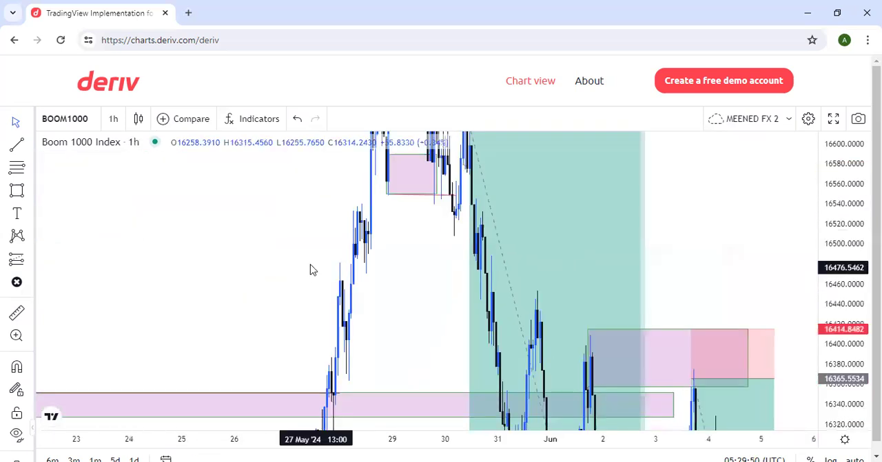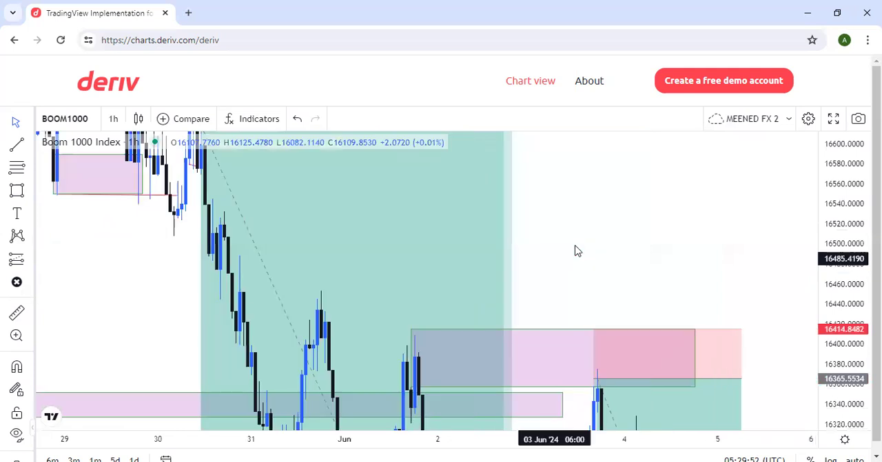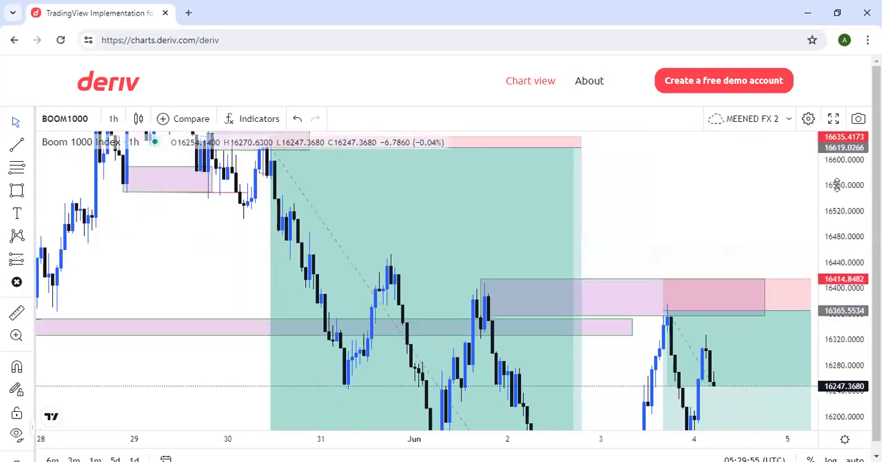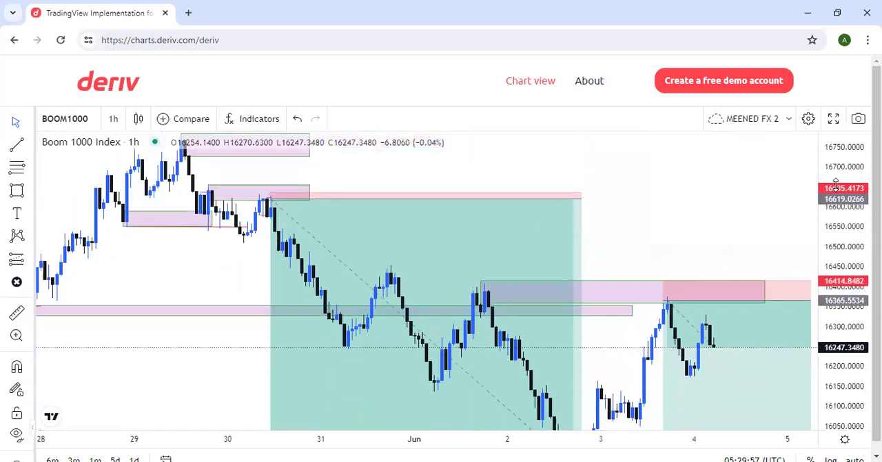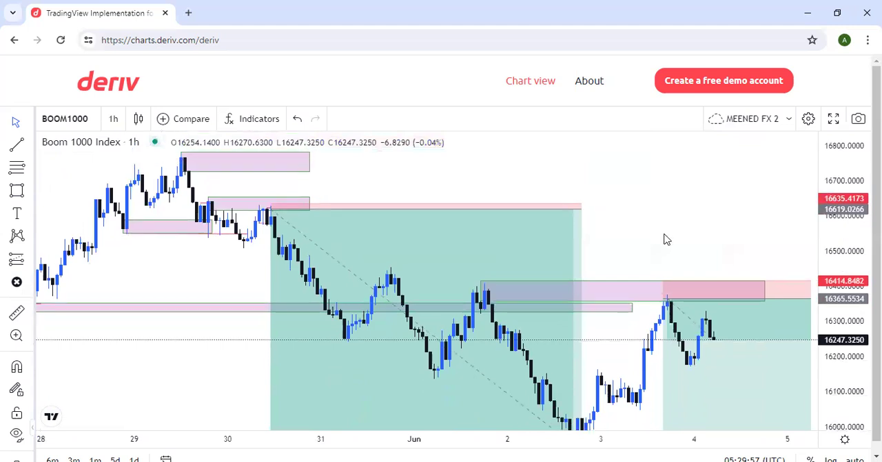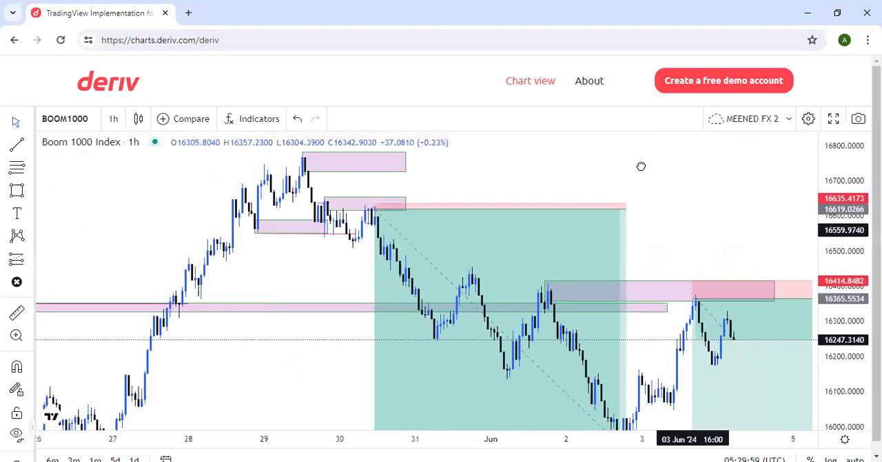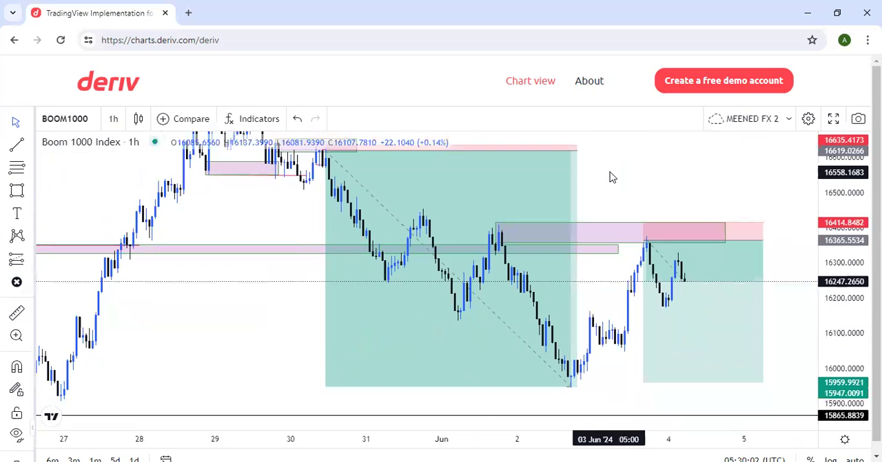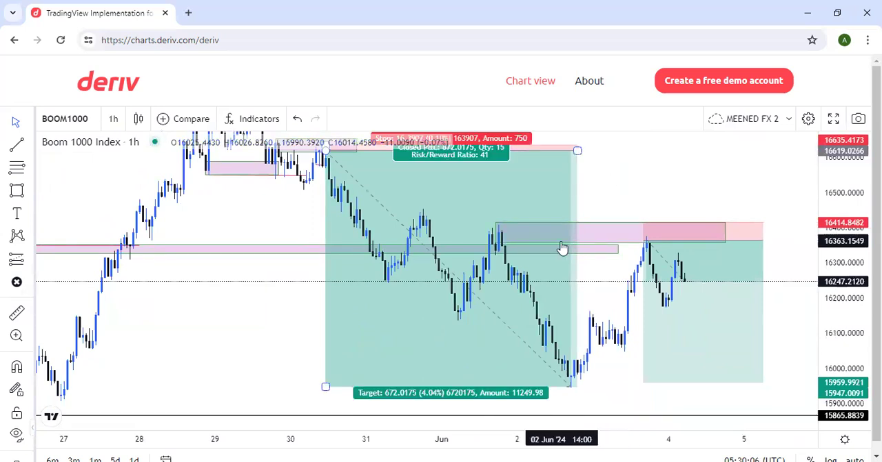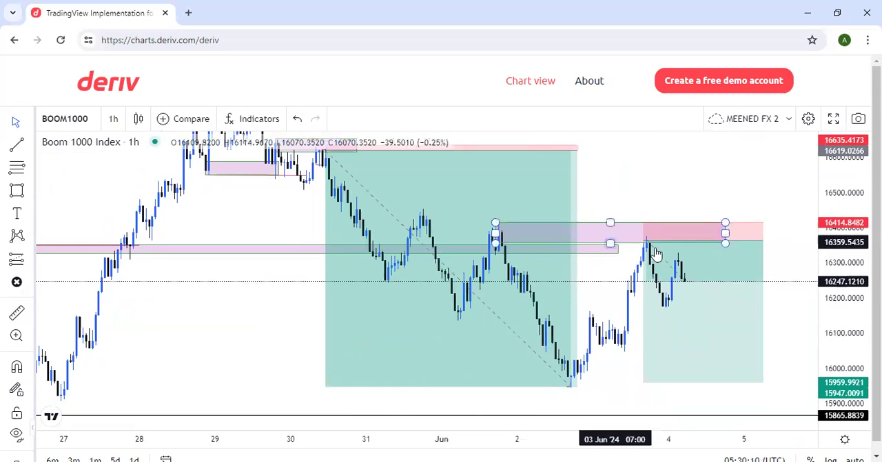But the second entry, which was at this lower point, was not a flip zone. I called it yesterday evening in the group. Those that are in the group can testify and comment about it. Some of them took it, some of them didn't, basically because of equity. But yeah, I called this. I don't really use confirmation for this kind of entry.